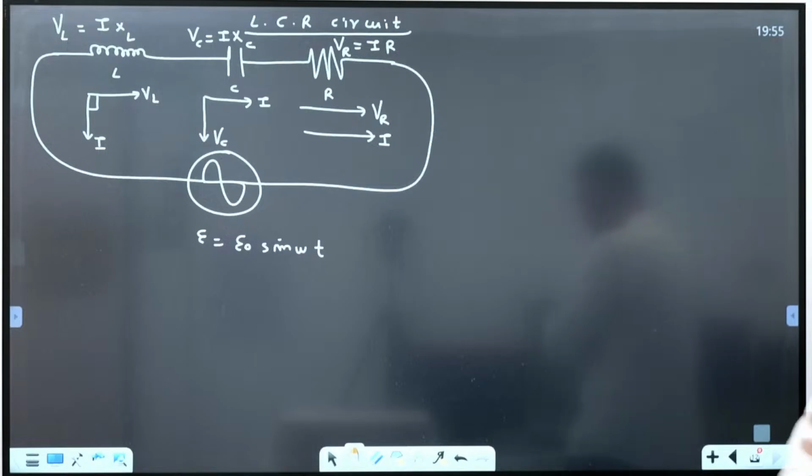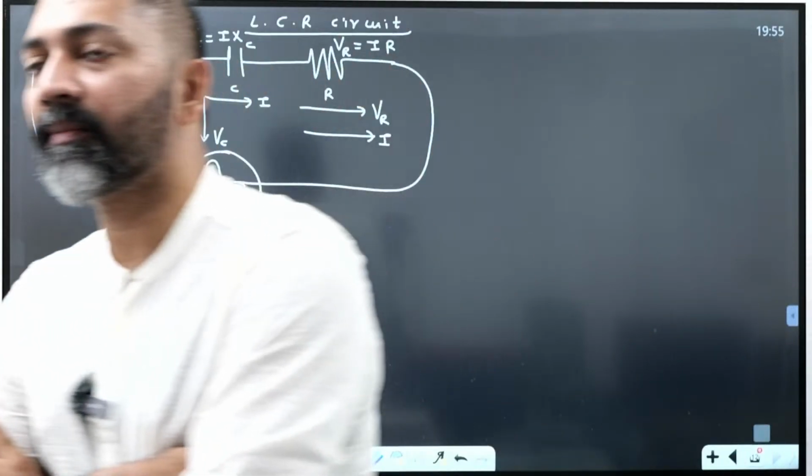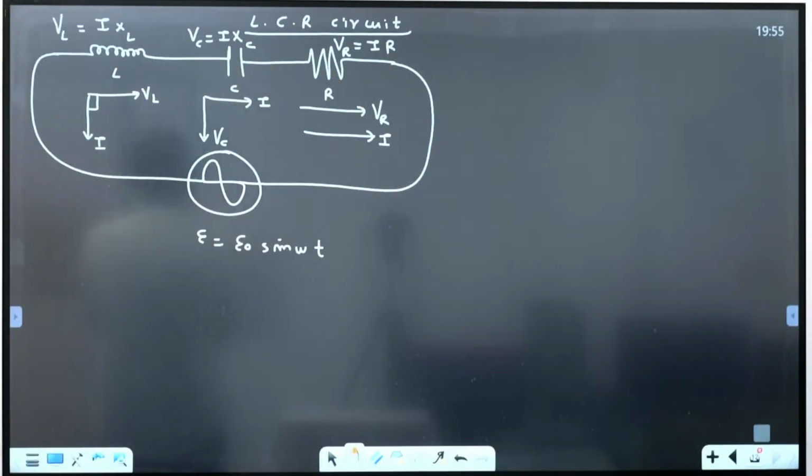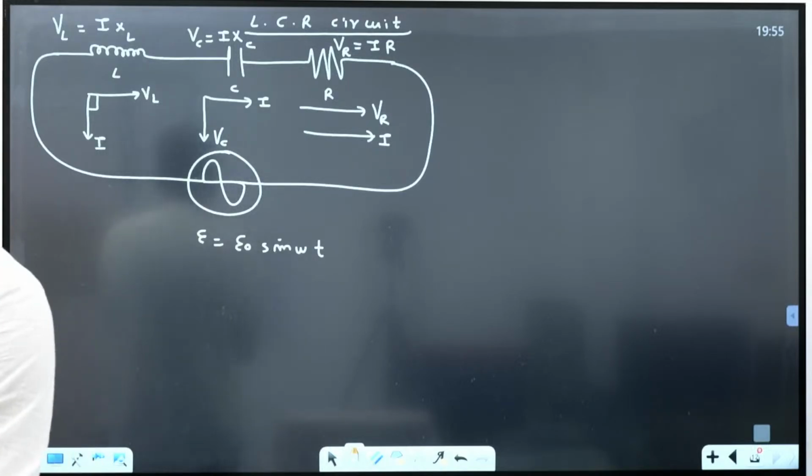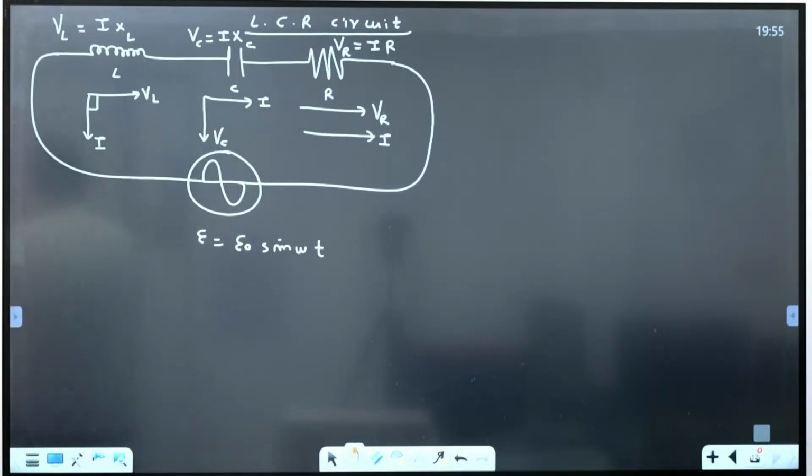Akash, AC applied to capacitor: E equal to E0 sin omega t, I equal to I0 sin omega t plus pi by 2, because in a capacitor current leads ahead of EMF by 90 degree.